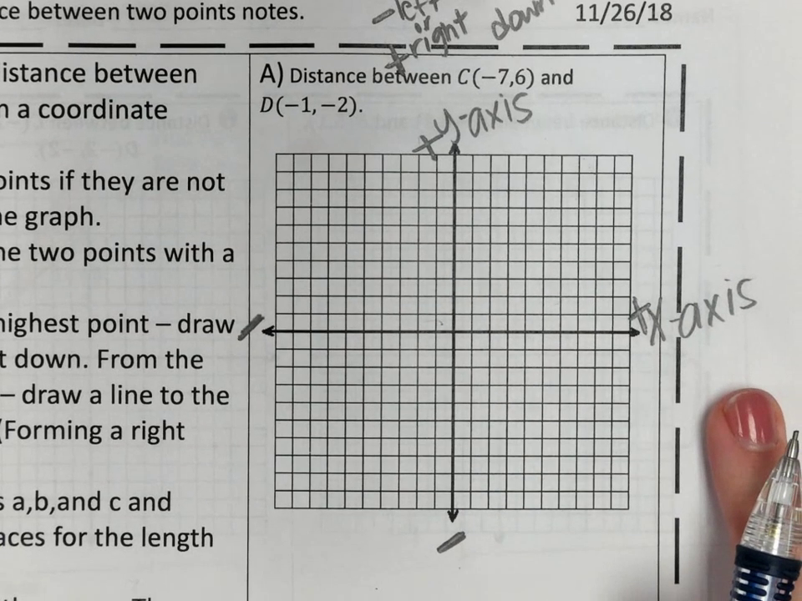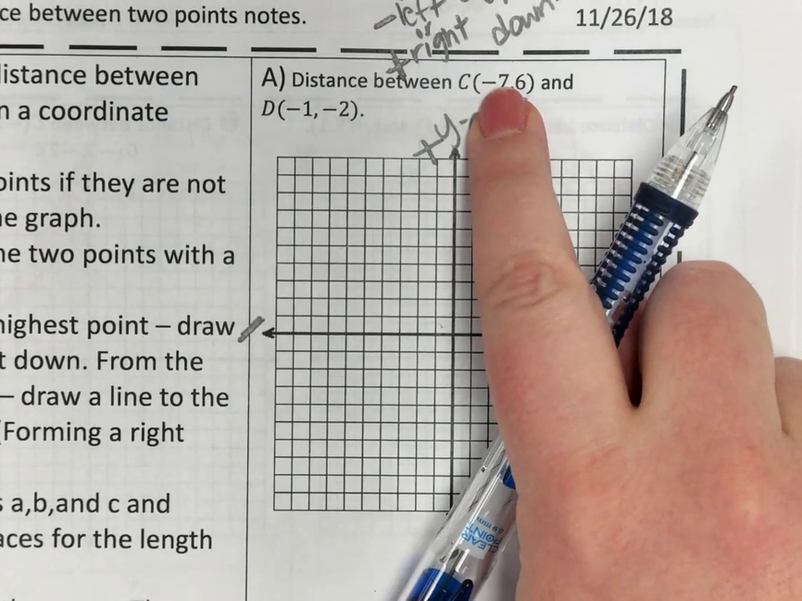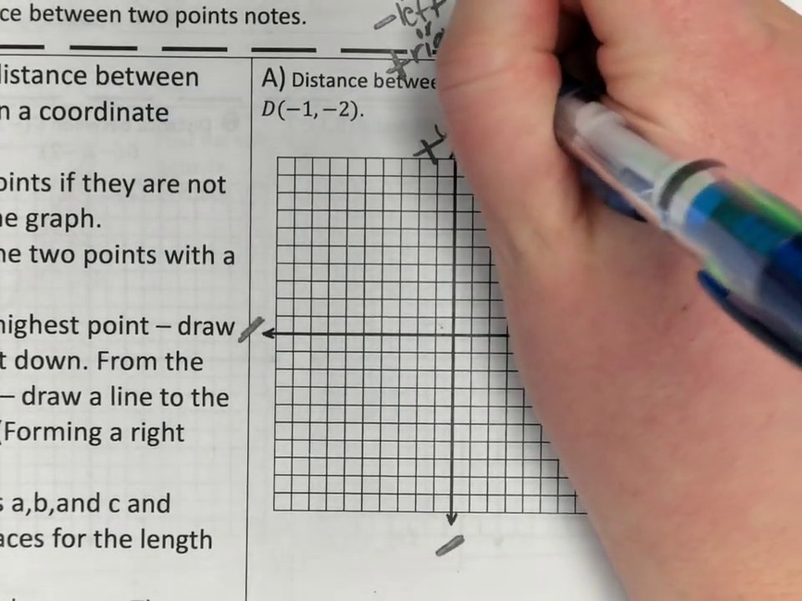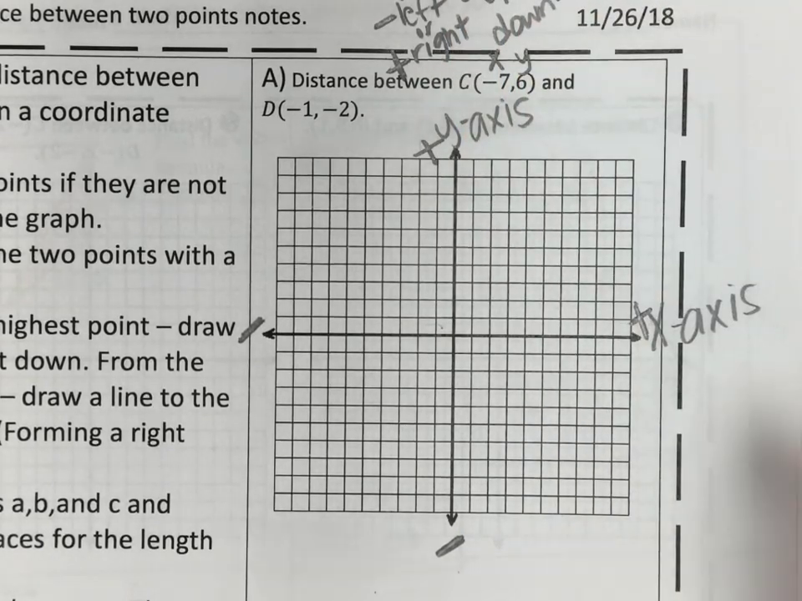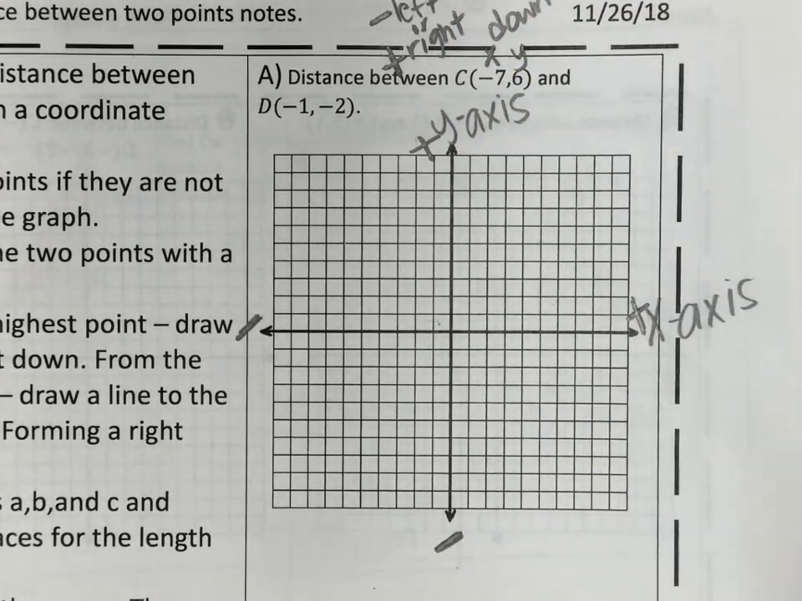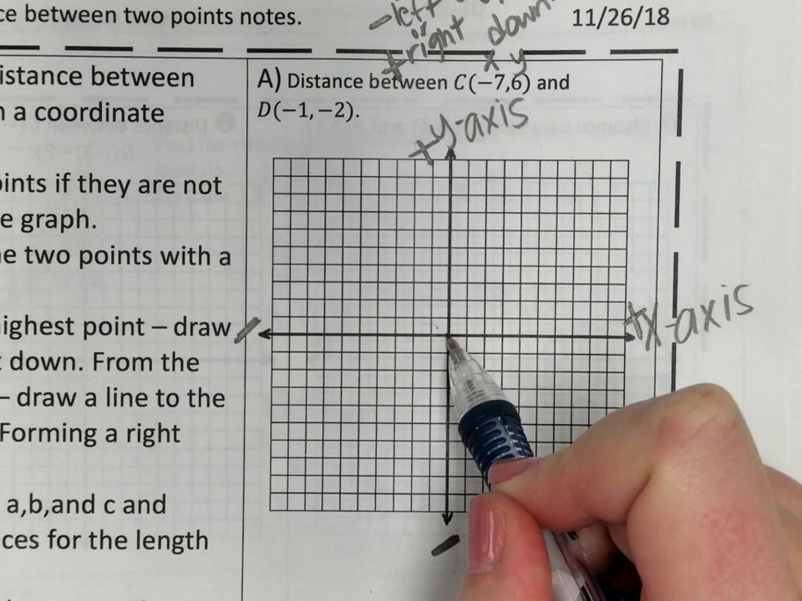Okay. So if we want to find the distance between these 2 points, what's the first thing we need to put on the graph? The point. So negative 7, 6. So negative 7 is the x value. 6 is the y value. Where do we always have to start when we're plotting a point? The origin is our starting point. So we've got to go right here.